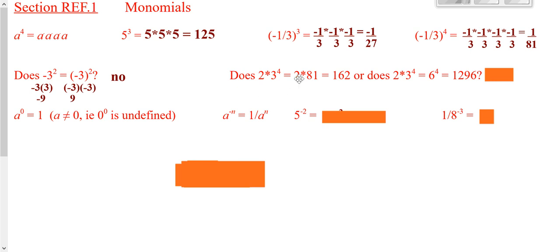So another thing here, does 2 times 3 to the fourth, is that 2 times 81? Or is 2 times 3 to the fourth really 6 to the fourth? So basically, do we do the multiplication first and then do the exponents, or do we do the exponents followed by the multiplication? And when you think of PEMDAS, you have to do the exponents first, then multiplication, so it's really the first one of 162.